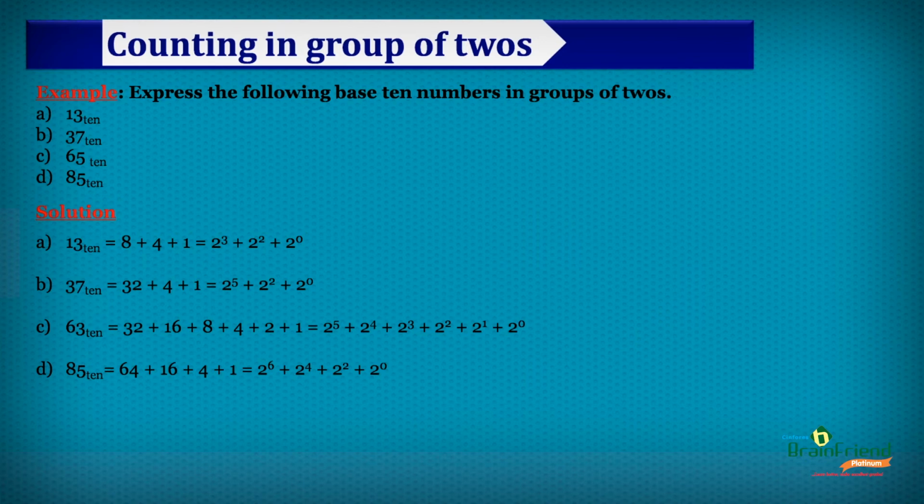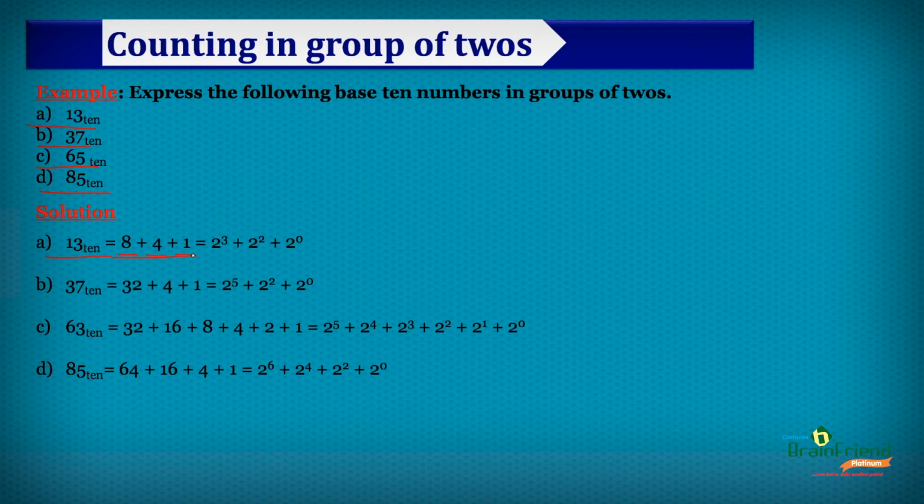Let's look at some examples. We are expected to express the following base 10 numbers in groups of 2s. We have 13, 37, 65, and 85. For 13 base 10, to solve this, that is expressing it as a base 2 number, we split the number in groups of 2s. First, we have 8, we have 4, and 1. Of course, when we put all these numbers together, it gives us 13.